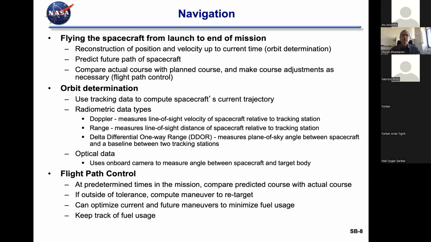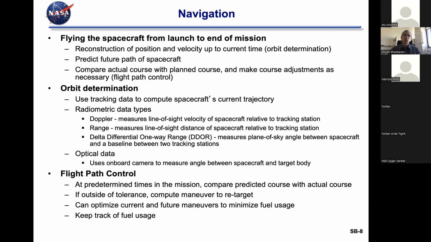And the measurement of that Doppler effect tells us the velocity of that spacecraft along the line of sight to the spacecraft. The other radiometric data type we have is called range. The range measures the line of sight distance of the spacecraft.